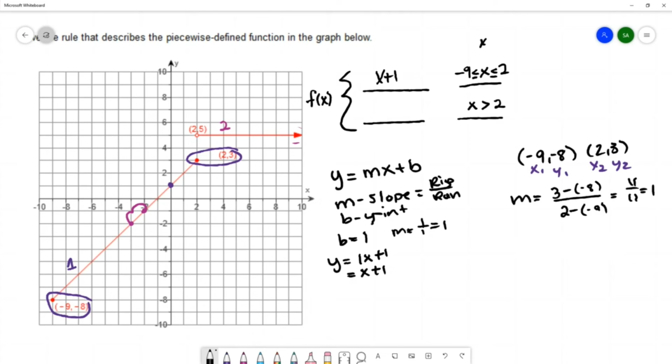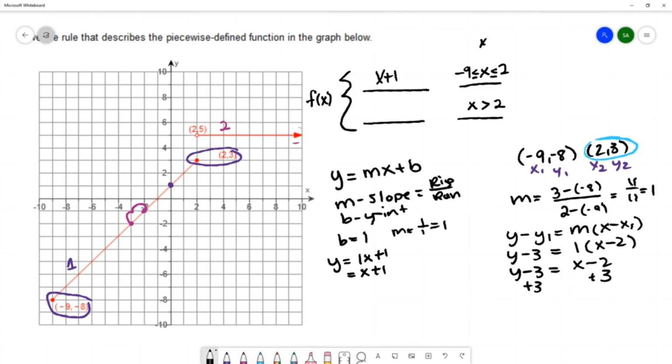So now we found the slope of the line, and I can choose one of the points along with my point slope form, y minus y1 equals m times x minus x1. That's y minus 3 equals 1 times x minus 2. And we have y minus 3 equals x minus 2. 1 times anything is itself. And we add 3, and we get y equals x plus 1. So you can see we got the same equation with a different method.